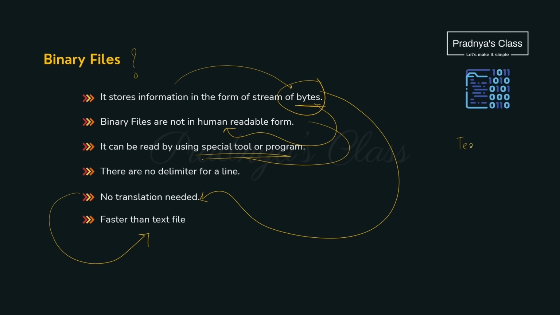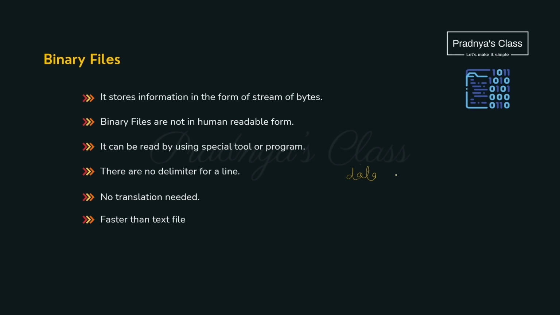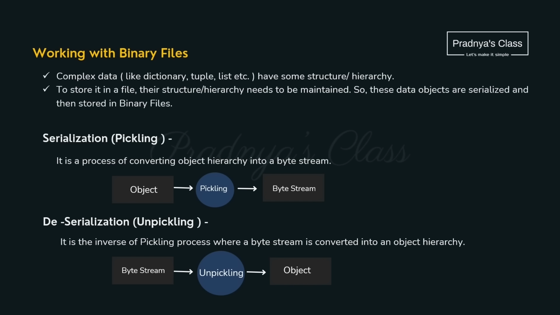In the text file, we understood that every line will end with the \n. It's an end of line character. But in binary file, there is no such delimiter for a line. It means our data will get converted to bytes and that bytes will get stored in a binary file. With the concept of translating or converting data into bytes to store in the binary file, there are two concepts. The first one is serialization and the second one is deserialization. We can also call serialization as pickling and deserialization as unpickling.